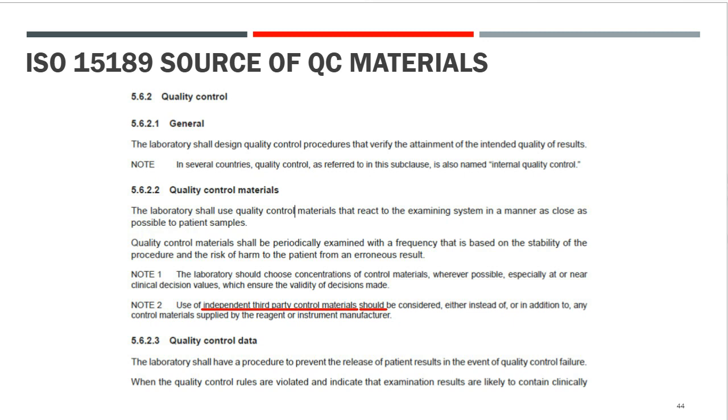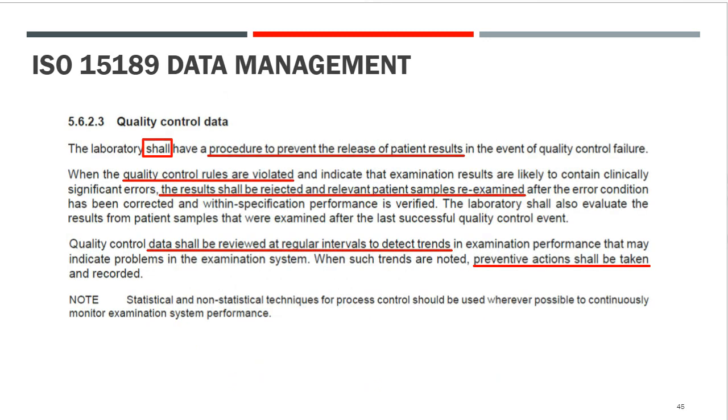Data management. Let's talk about data management for a couple of minutes. The laboratory shall, non-optional, have a procedure to prevent the release of patient results in the event of quality control failure. When the quality rules are violated, the results shall be rejected and the samples re-examined. Shall be rejected. We have shall again. Near the bottom, data shall be reviewed at regular intervals and preventive actions shall be taken.